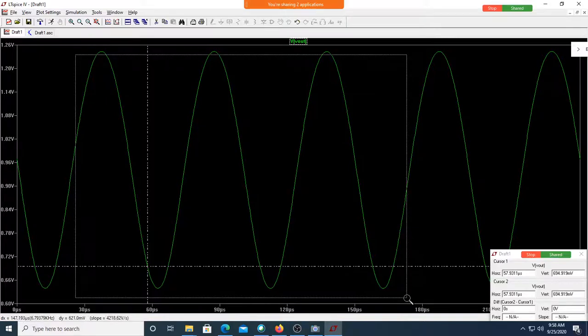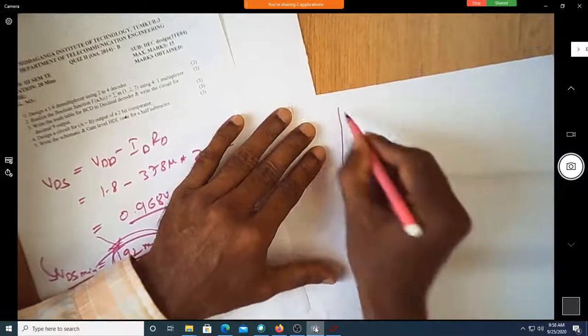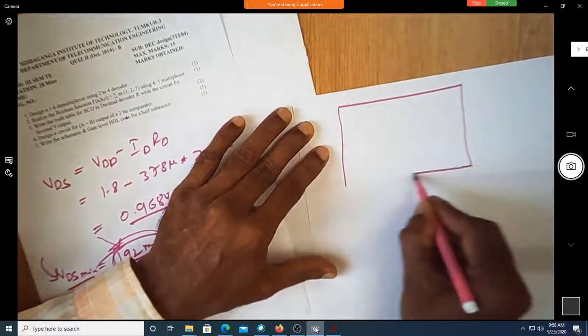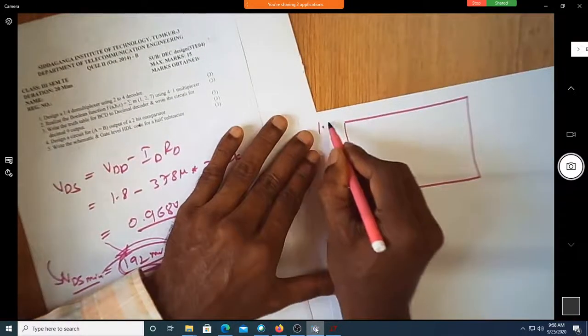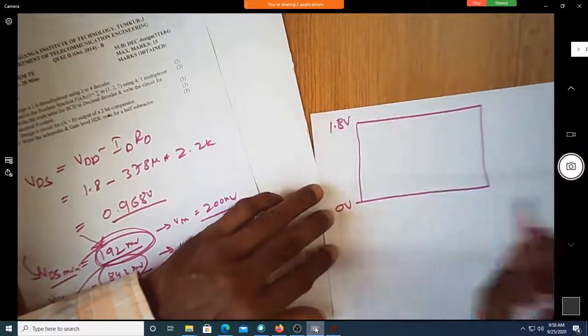Correct? Yes, sir. So whenever we operate the amplifier, we have to ensure that the entire cycle of the output should make the MOSFET operate in saturation region. For that, we always draw something like this swing. This is your box for your output to swing. So is it 0 volt and 1.8 volt? Yes, sir. This is like your oscilloscope across which it's going to swing.